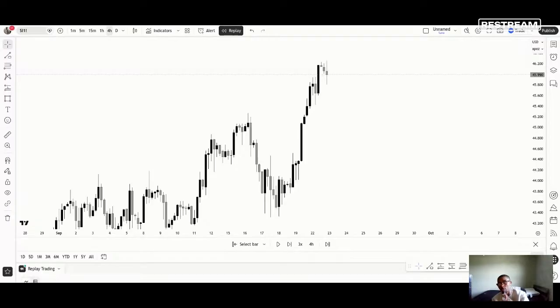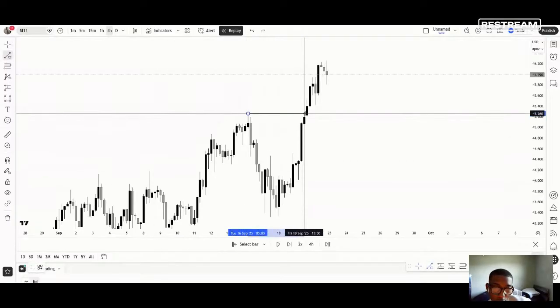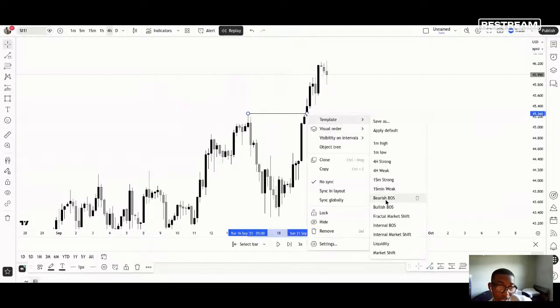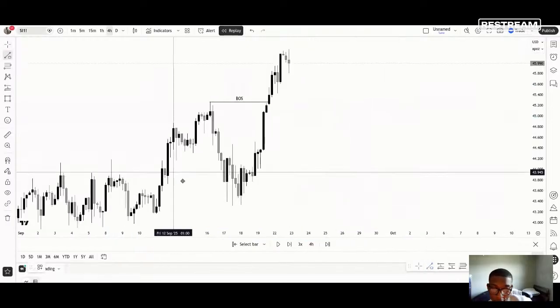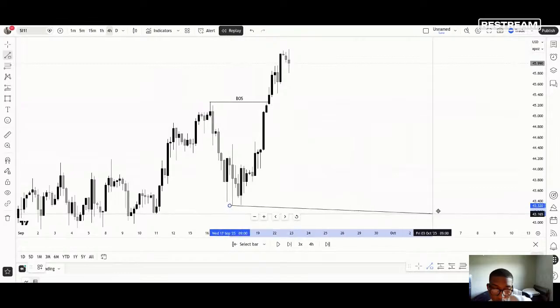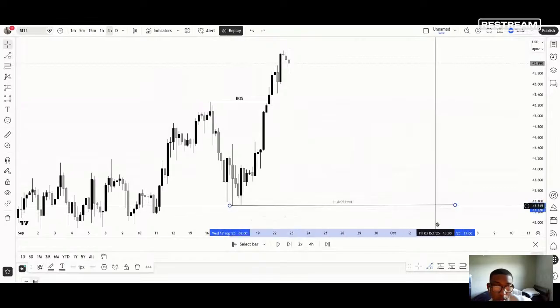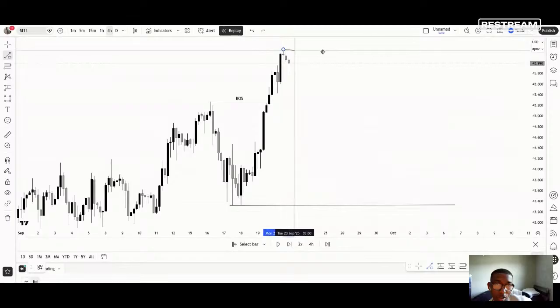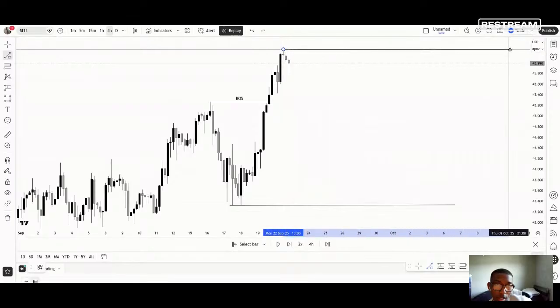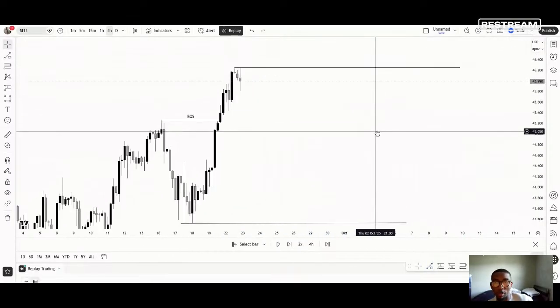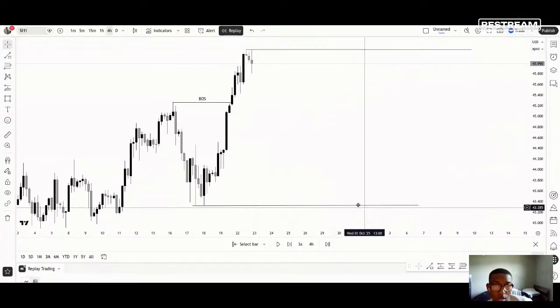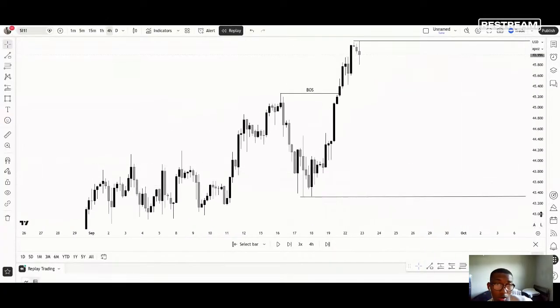So as you can see, price is bullish. And so since price is bullish, like I always do, this is my pre-raise bullish break of structure. That means that this is my swing low and this is my swing high. Now, since that is my swing low and that is my swing high, I am looking for longs.